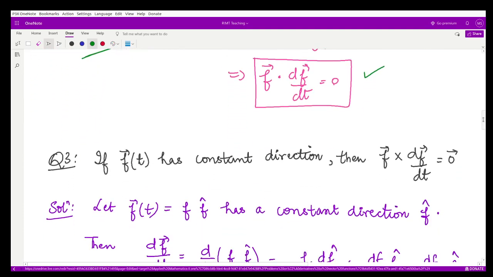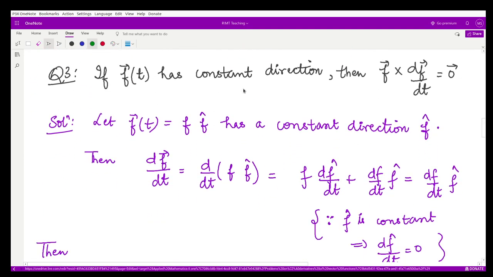In the third question, they are saying if you take the vector to be of constant direction, in that case its cross product with its derivative is going to be a 0 vector. Now why is this a 0 vector? Because you know the cross product of two vectors is again a vector, so this is going to be a 0 vector and not just a single number 0. So in this case we have to assume the vector. Suppose the vector is f, this vector f with an arrow.